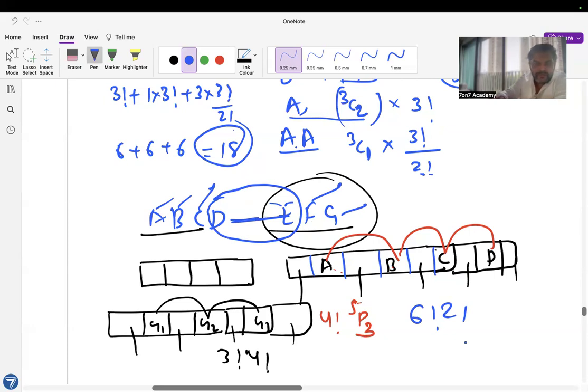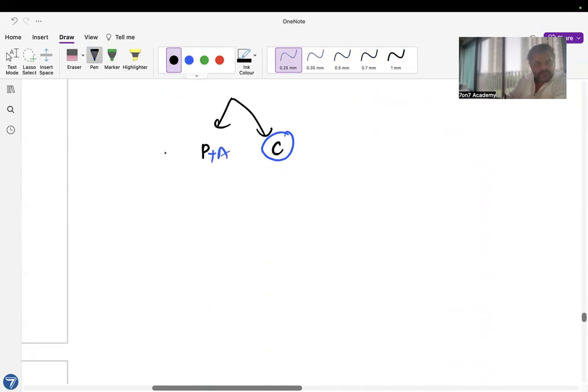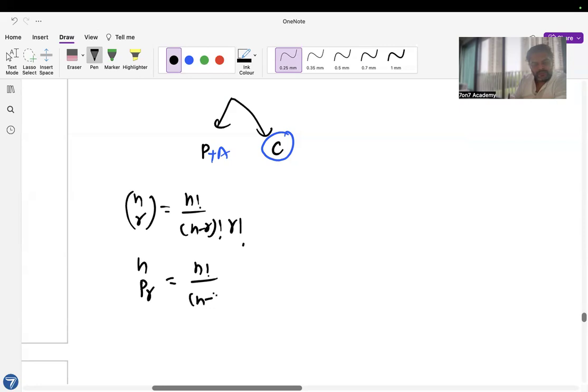Done? Is it understood? Yes, sir. So what did we learn today? What is the difference between P and C? This is basically selection only. This is selection plus arrangement. Agree? So what is NCR? That was n factorial divided by n minus r factorial into r factorial. What is NPR? Which is n factorial divided by n minus r factorial only.